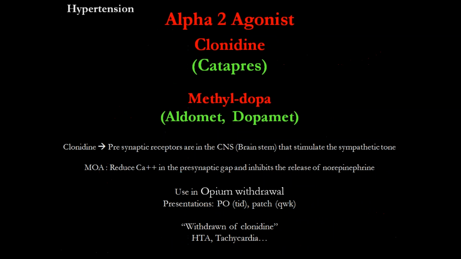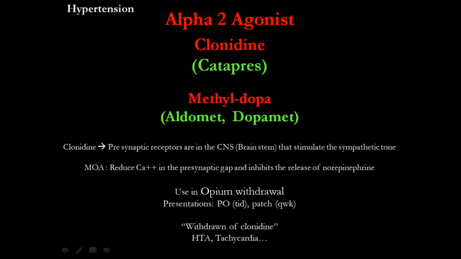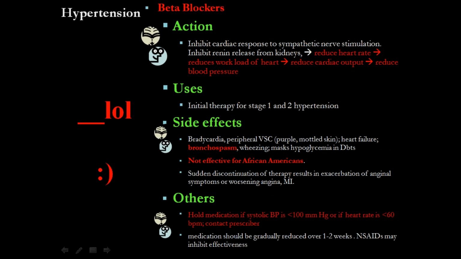So here we have clonidine, the Catapres, methyldopa, Aldomet, and dopamine. Beta blocker. By the way, here are the names. Remember, clonidine is the prototype. Then we have the beta blockers, a few seen here. A and Bs don't have an effect in the African American population.